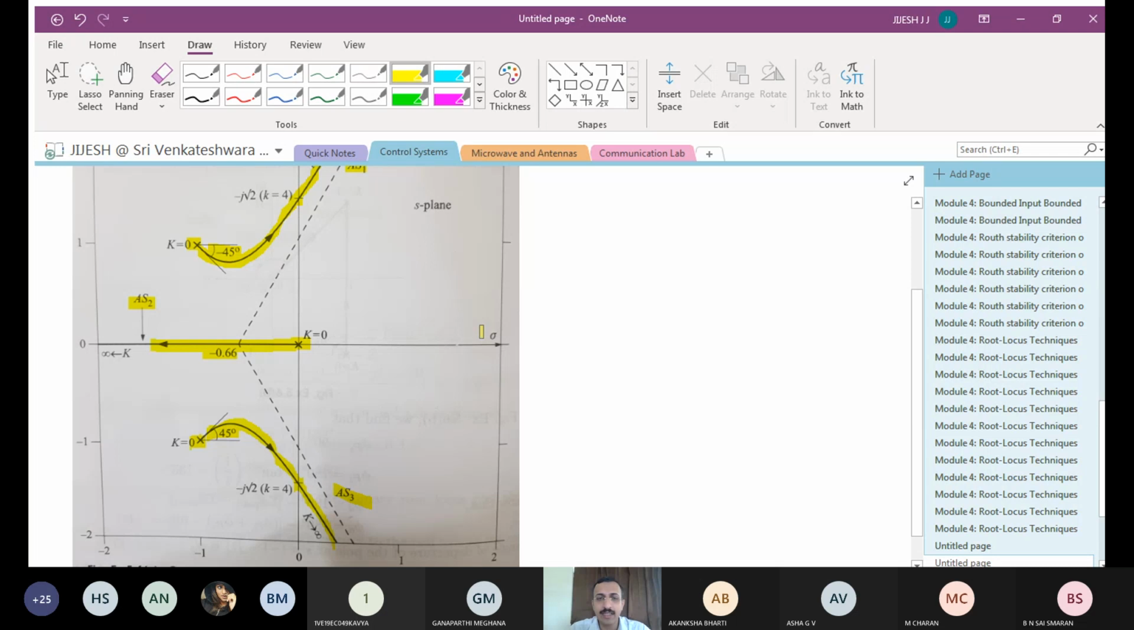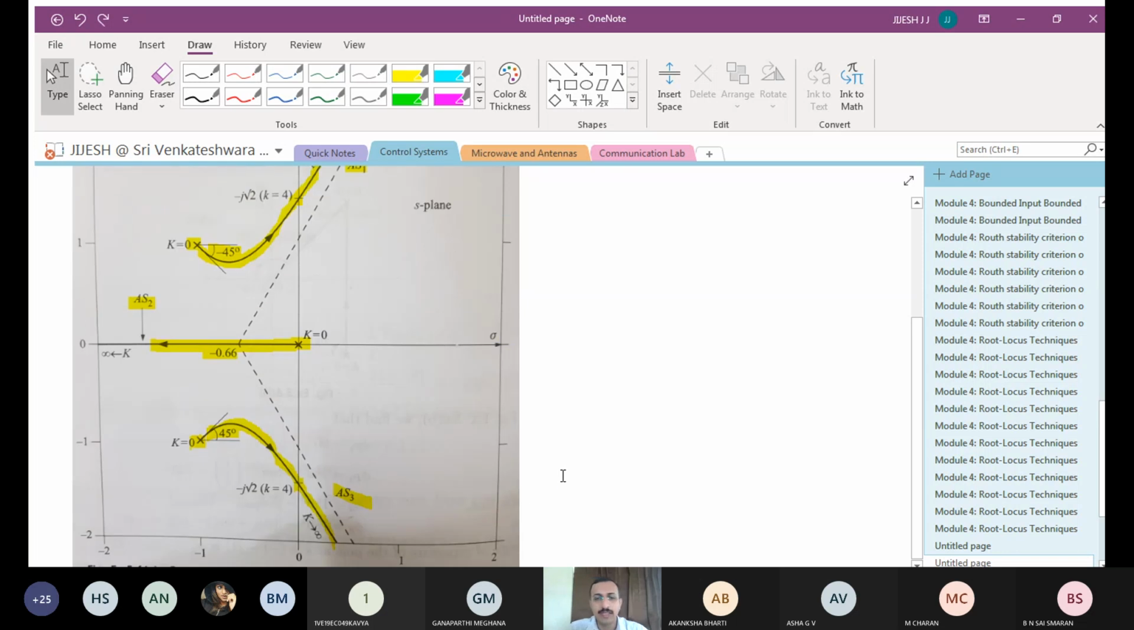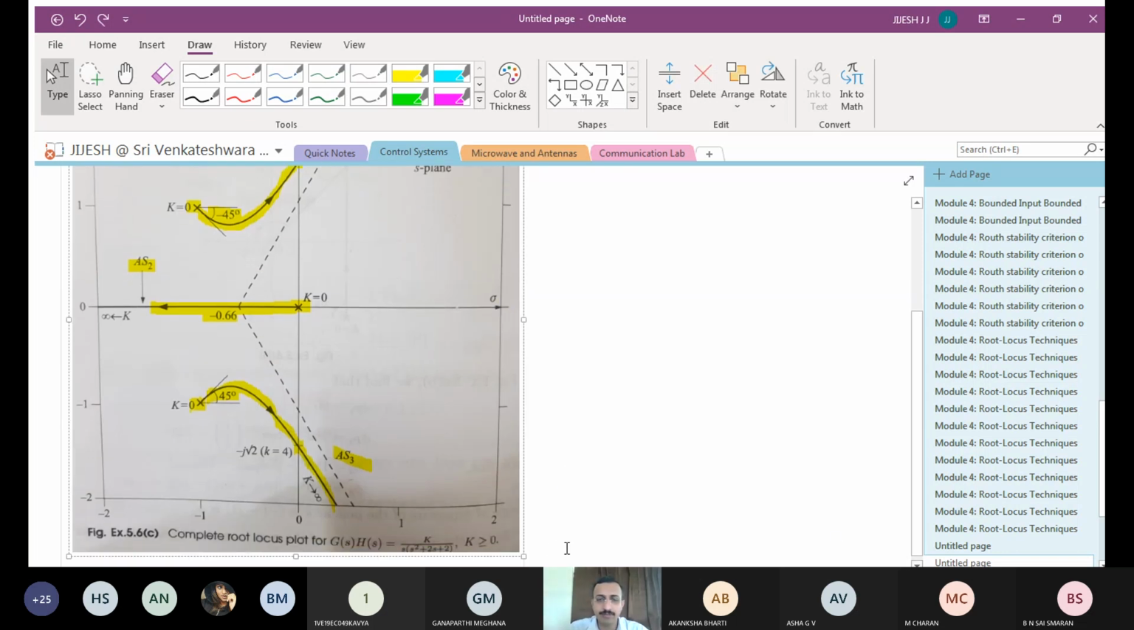One more thing you have to observe here is that when you take the real axis, both sides are symmetrical to each other. So this is the root locus you will get. You can make a plot of this root locus, and you should be very careful while drawing each and every step. If you take the points properly, it will be easy for you to draw that.